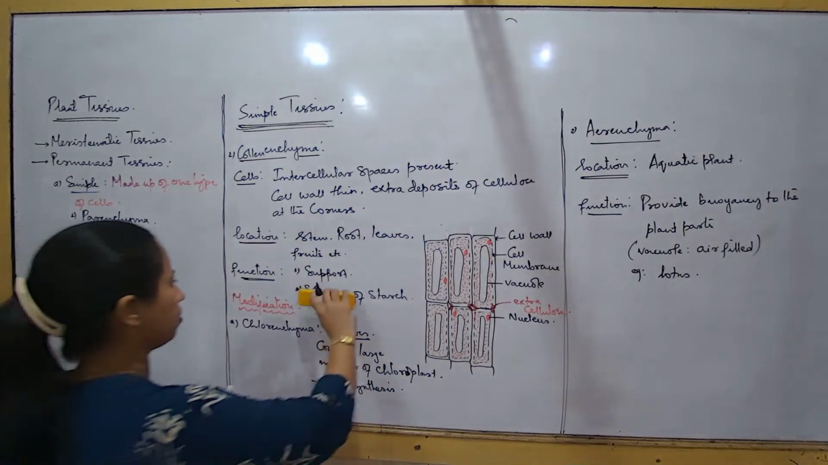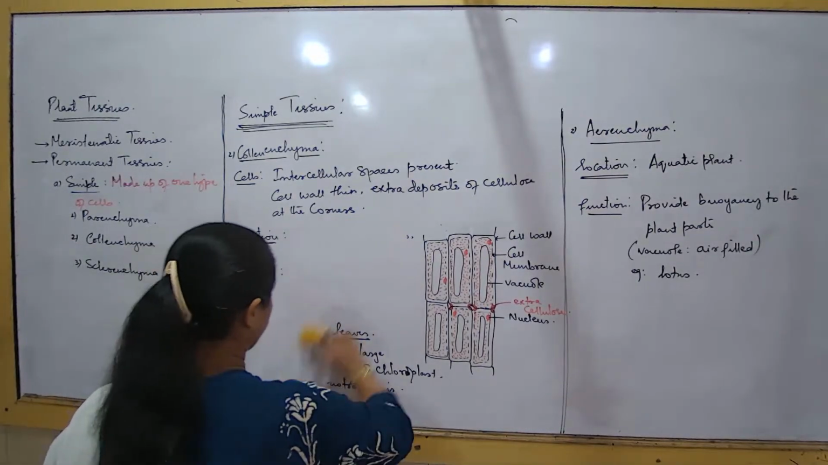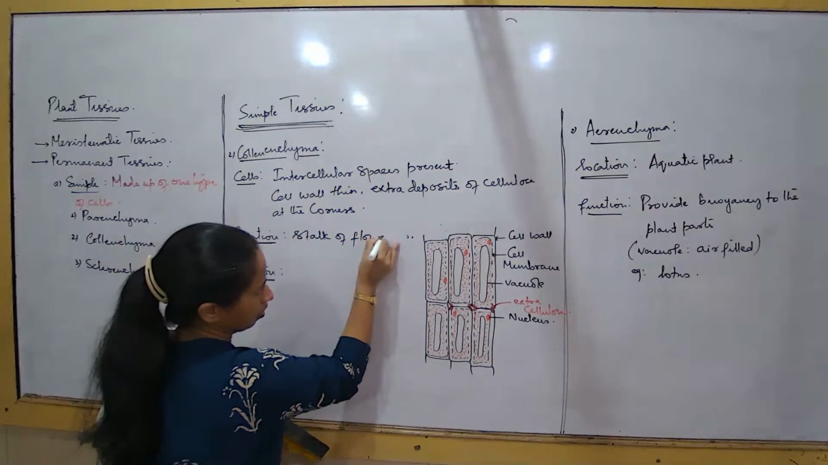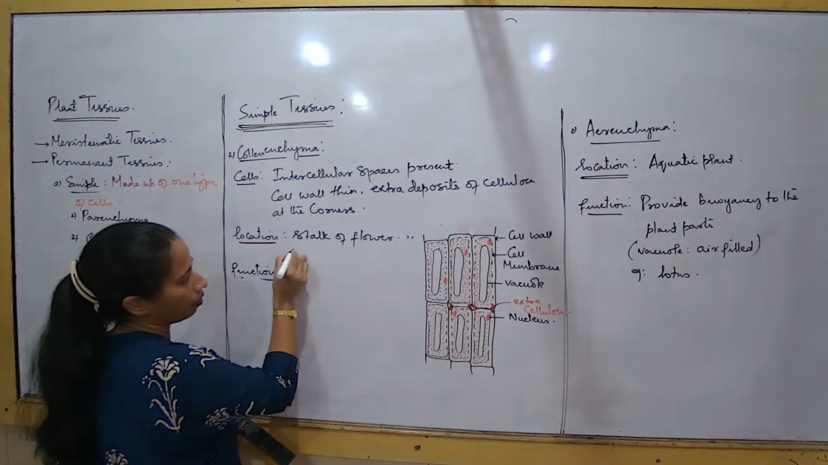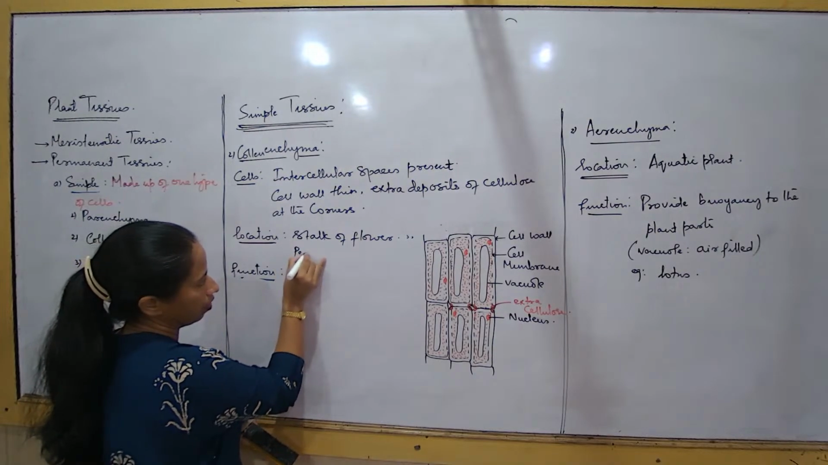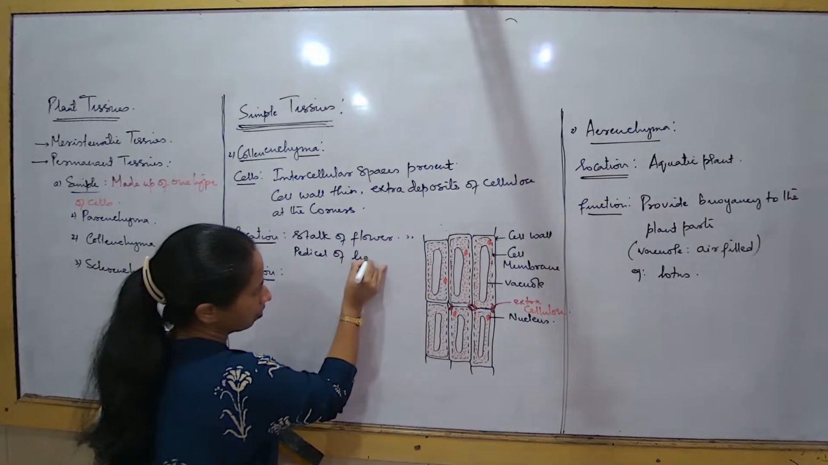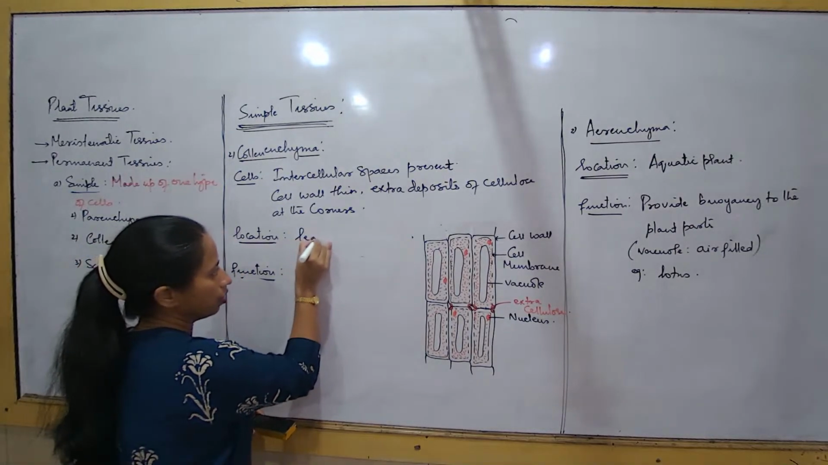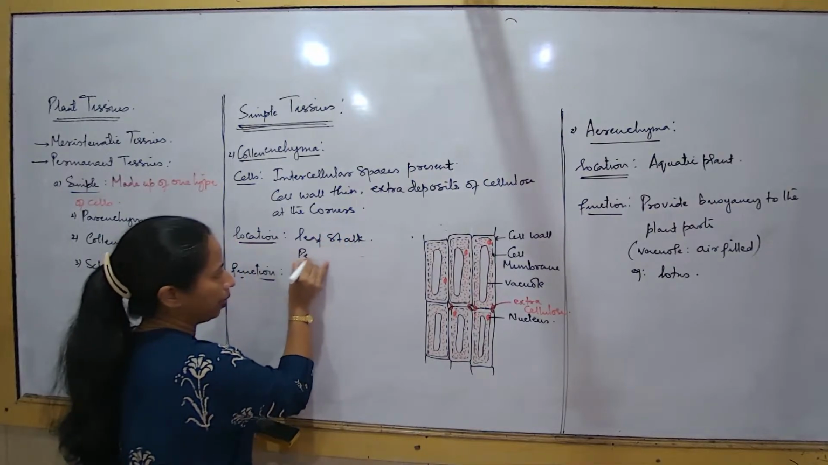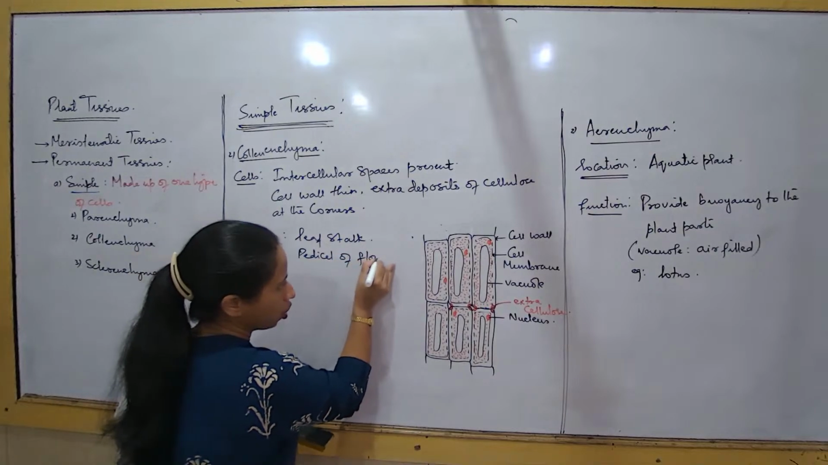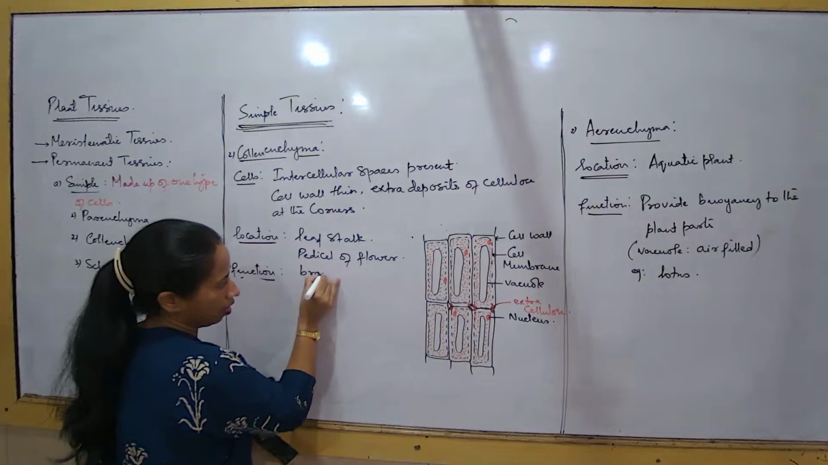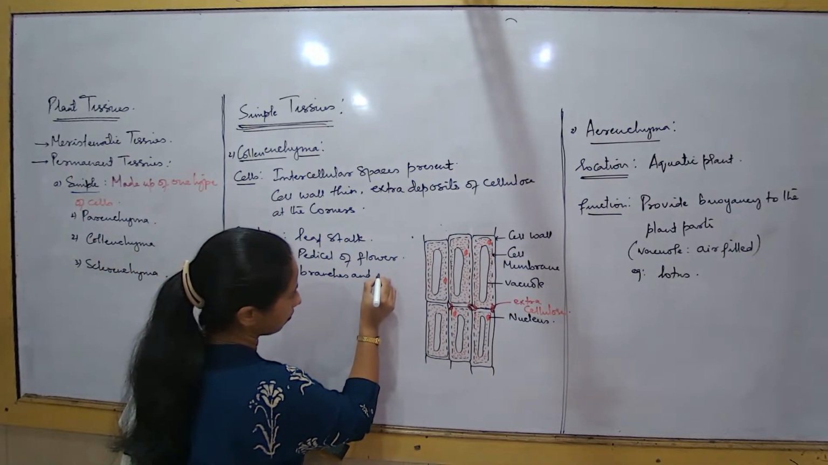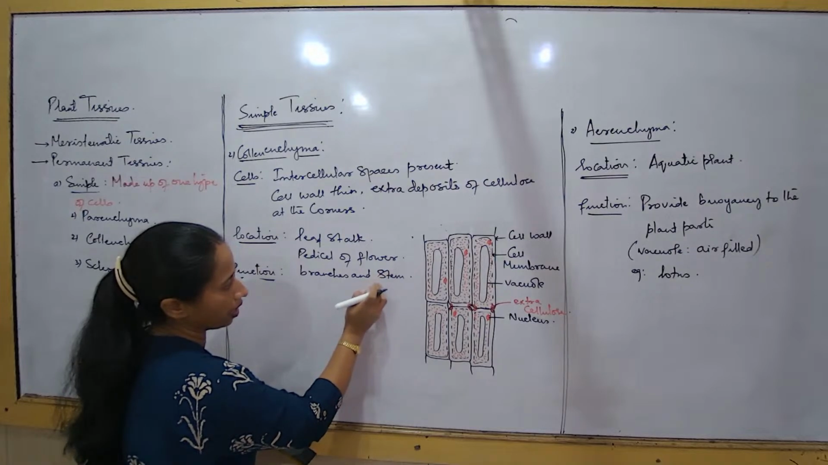Where are they present? Location. Collenchyma: the stalk of flower, the leaf stalk, and pedestal of the flowers, branches, at the junction of the branch and the stem, they are present.